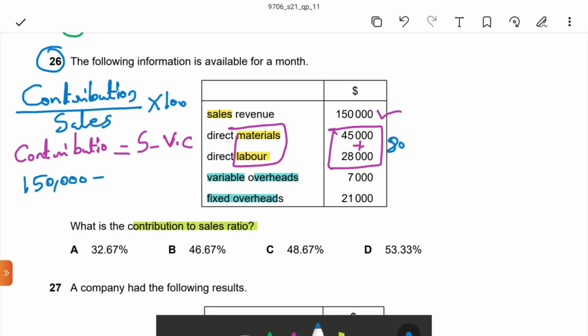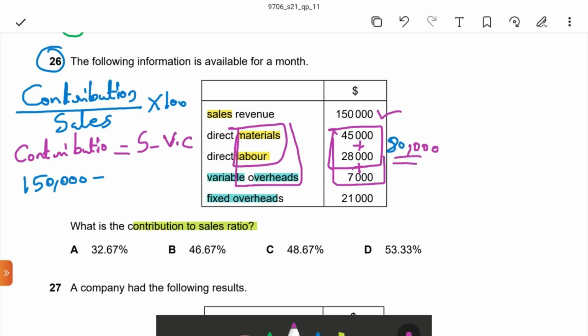45,000 plus 28,000, direct labor plus variable overhead also. These three are the variable cost. Including this, it comes to 80,000, which is our variable cost.